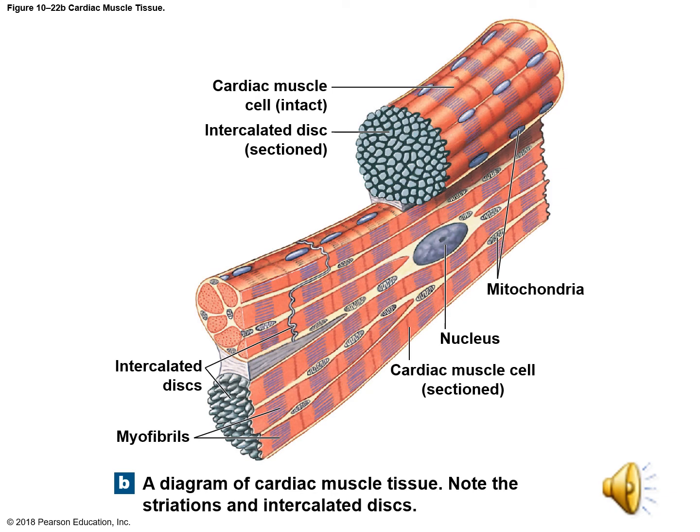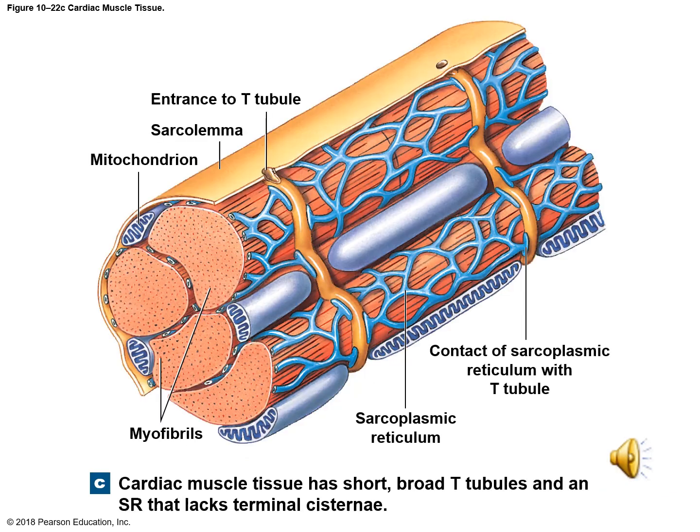The intercalated discs are filled with gap junctions to allow action potentials to be transmitted between the cells, as well as desmosomes that link the cells together but allow some flexing. The cells of cardiac muscle have short, broad T-tubules, but they don't have terminal cisternae, and therefore they don't have a triad. They are dependent on aerobic metabolism only, so they have a lot of mitochondria and a lot of myoglobin, and they store glycogen and lipids for energy use.